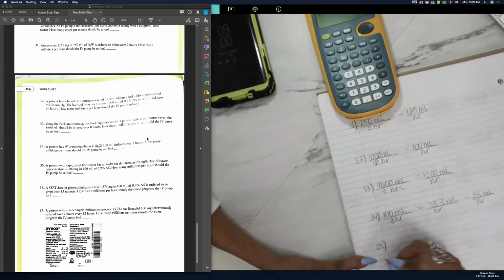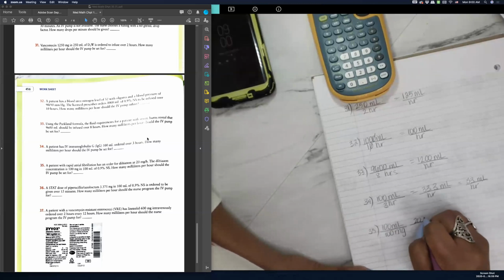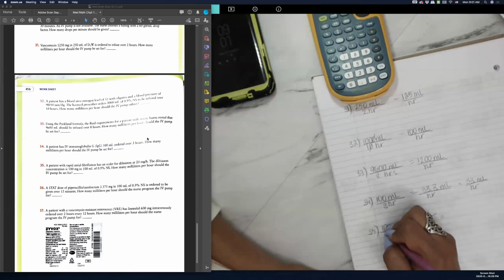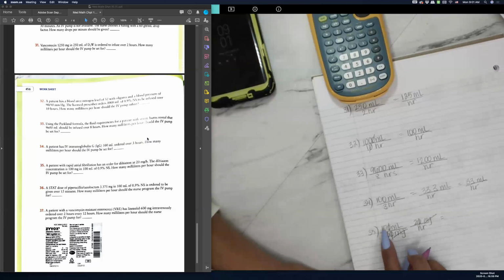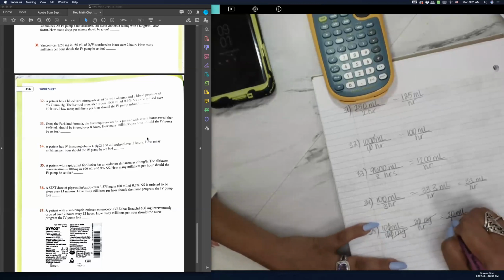Okay, 35. A patient with rapid atrial fibrillation has an order for diltiazem at 20 milligrams per hour. The diltiazem concentration is 100 milligrams in 100 milliliters. So 100 milliliters with 100 milligrams. And we have an order for 20 milligrams per hour. How many milliliters per hour should the IV pump be set for? Okay, so our units of milligrams will cancel, and we have a trailing zero here that'll cancel, and then another trailing zero there that'll cancel. So it's going to be 10 times 2, which is just going to be 20 milliliters per hour.